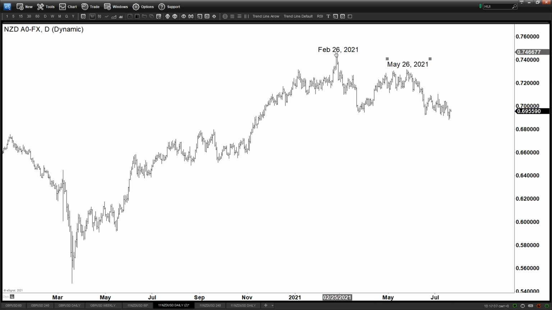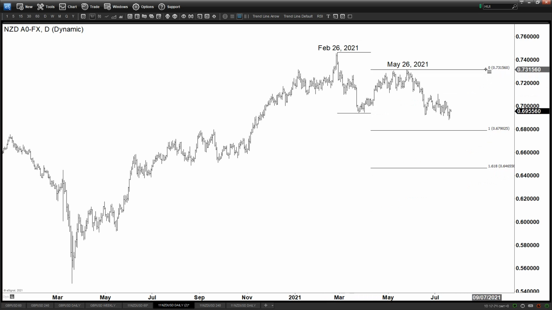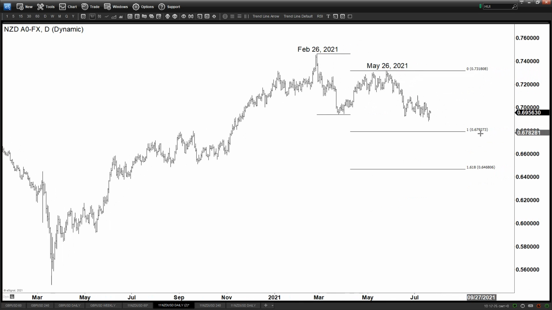Now if you simply measure this extension, you can clearly see you got 1, 2, and now you are on the third swing to the downside. You measure this extension, and you can see we have not hit the 100%. This is the 100%, and this is the 161.8%.